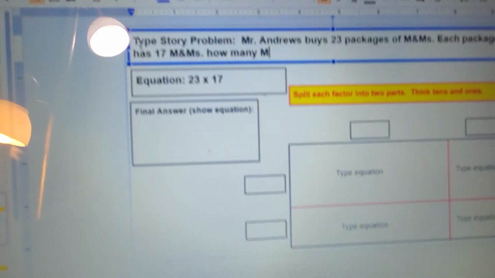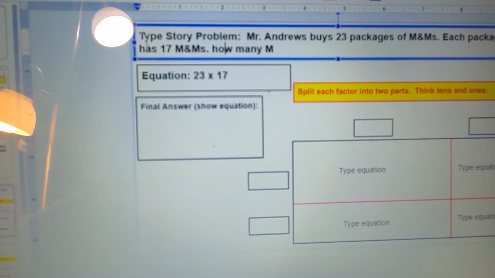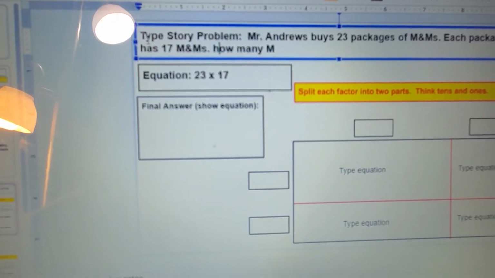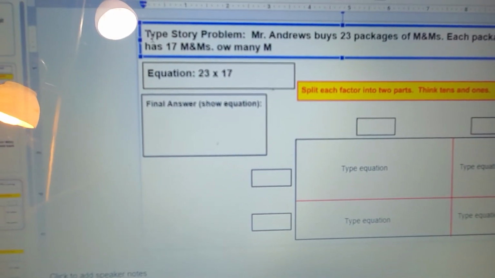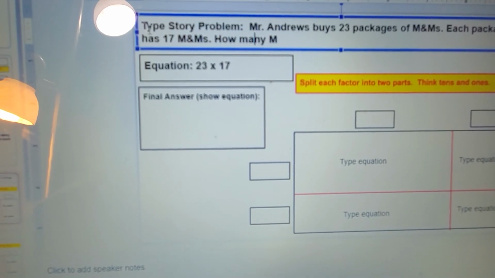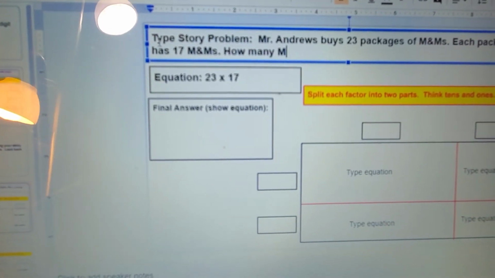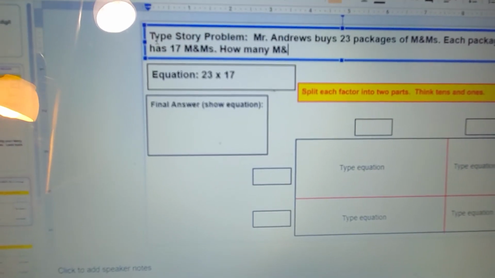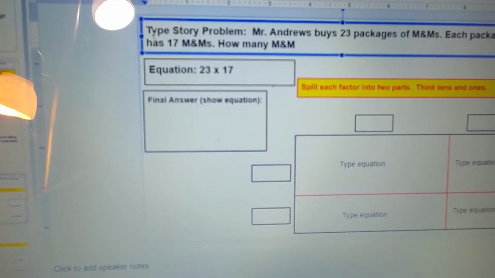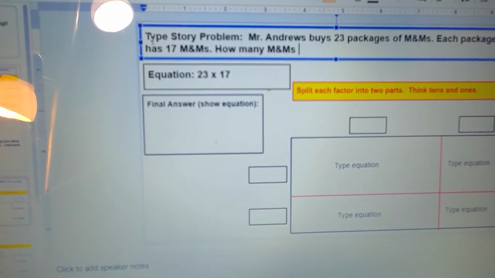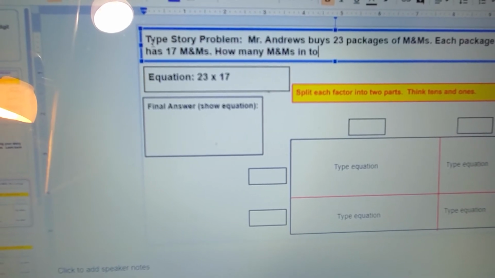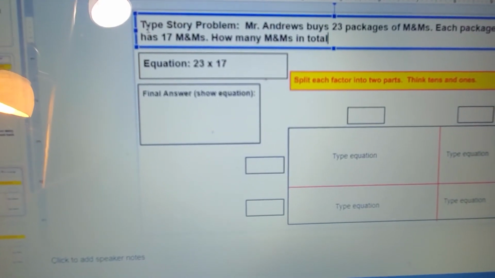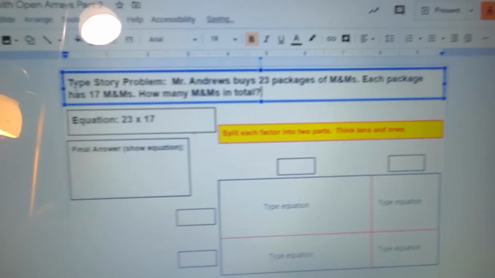one by one. Oh, I need to fix that. That's not right. I'm typing slower because I can only use one hand at a time here, boys and girls, but slower the better so you can understand what I'm doing. How many M&Ms in total, or in all, or all together? Any of those words.